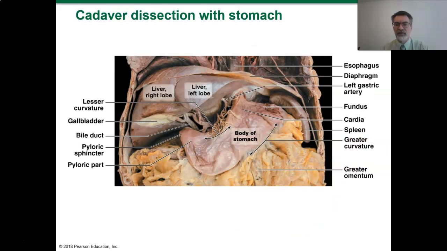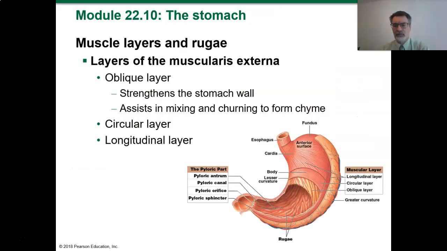And this is a look at the stomach underneath the liver, where we can see the gallbladder associated. Again, the ducts would take the bile away from the gallbladder. You can see that greater omentum, that fatty layer of membrane that hangs down from the stomach.